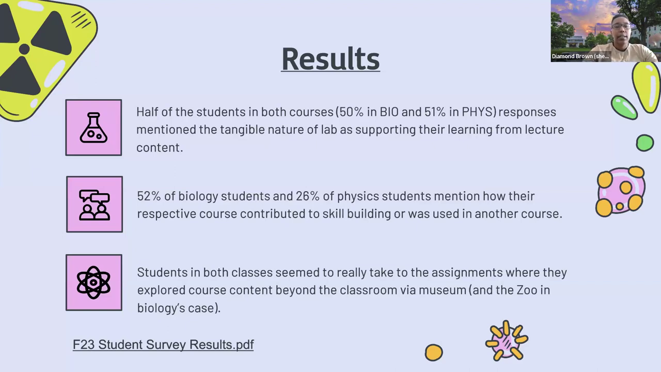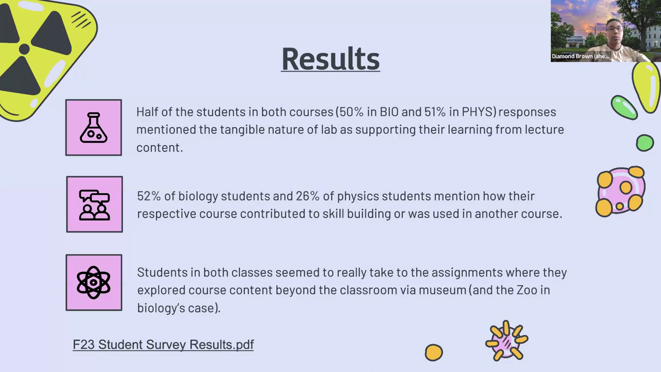About half of the bio students and about a quarter of the physics students were mentioning how their specific course contributed to skill building or was used in some way in another course. Many of the physics students talk about the Excel skill, so using Excel in the class to generate results and calculate things. And a lot of the bio students talk about how they took what they learned in the classroom and applied it on their visit to the zoo, where they were able to interact with and watch the behaviors of animals. Taking that and applying it was really useful for a lot of them.